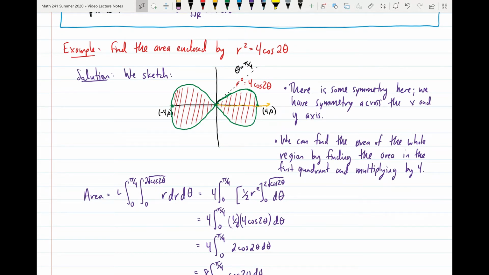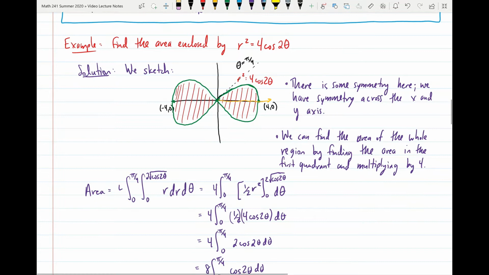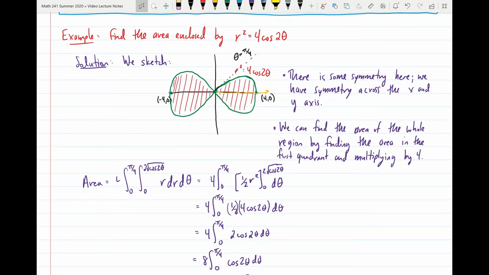There's no cut and dry answer for how to figure out what these regions are going to look like. But we should notice that there is some symmetry here with our region. We have symmetry across the x-axis, and we also have symmetry across the y-axis. And we can use that symmetry to make our integration a little bit easier here. So if we can find the area of just the portion of the region in the first quadrant, then we can multiply that area by 4, and that'll give us the area of the entire region inside of the bow tie here.